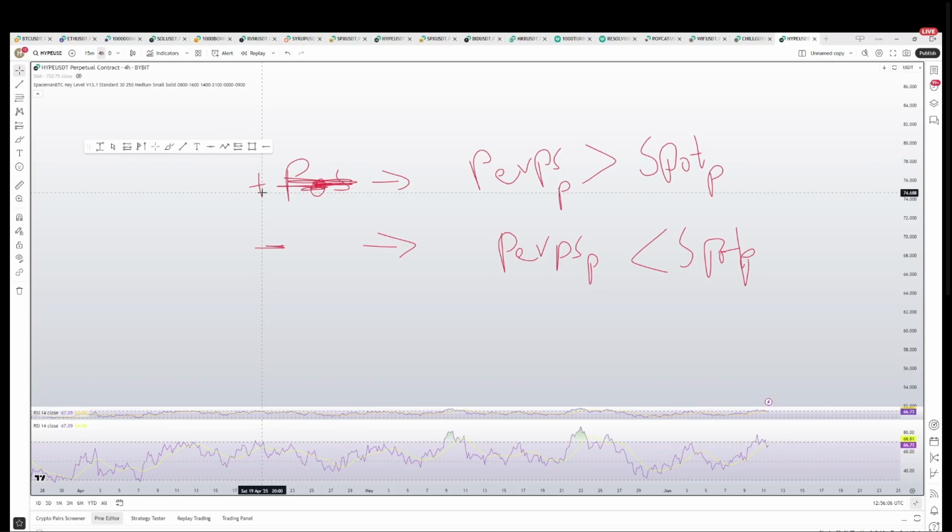Because remember, funding isn't a long versus short indicator, it's perp price versus spot price, right? So yes, one of the reasons could be more longs, but the other reason could also be spot selling and longs not doing much, right? That could also result in a higher funding. Or yeah, that's pretty much it.